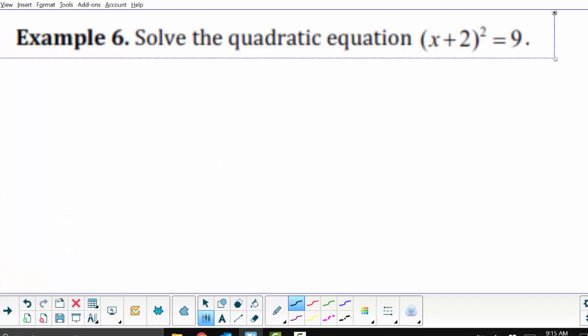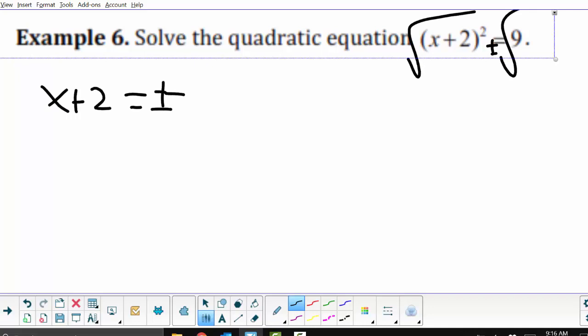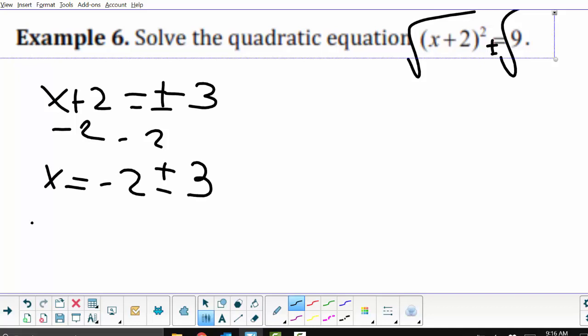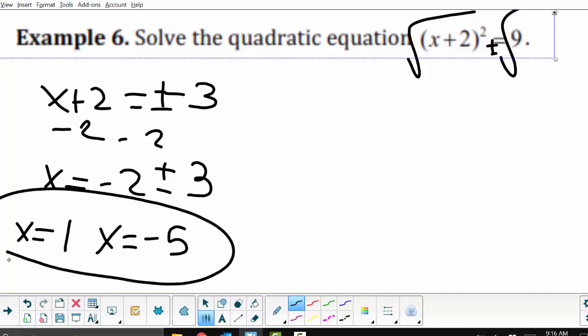So this one looks like we could use the square root property here, right? So what I'm going to do is take the square root of both sides, put my plus or minus there. So that gives me x plus 2 equals positive and negative. Well, the square root of 9 is just 3. So our next step would be to subtract 2. Let's get x by itself. So we got x equals negative 2 plus and minus 3. So let's get our two solutions. Negative 2 plus 3 is a positive 1. And then negative 2 minus 3 is a negative 5. So there's our two solutions.